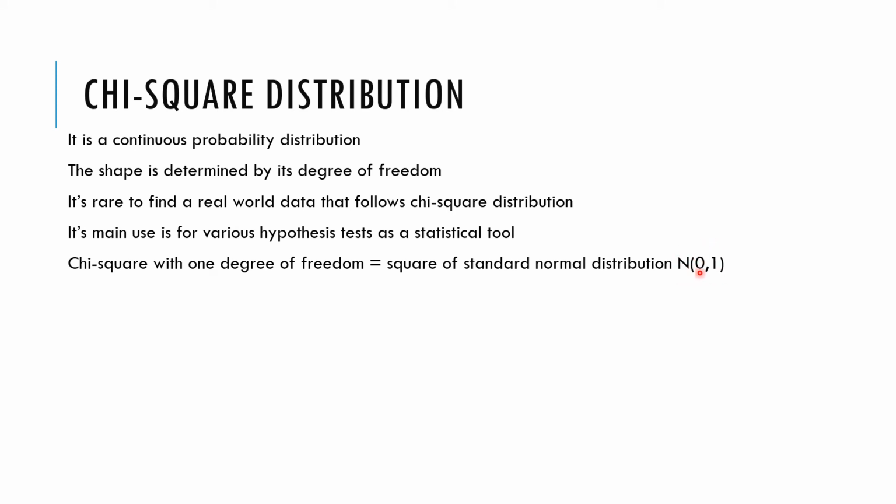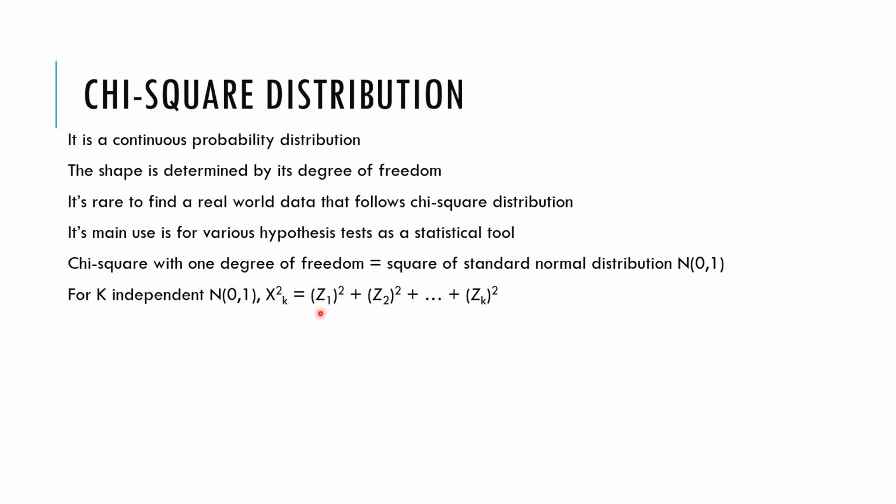Mean is 0 and standard deviation is 1. So if we take the square of such a standard normal distribution, this gives us a chi-square distribution with 1 degree of freedom. Now let's say there are k independent standard normal distributions. They are all independent and they are all standard normal distributions. So if we take the square of each independent standard normal distribution and sum them up, what we get is chi-square with k degrees of freedom.